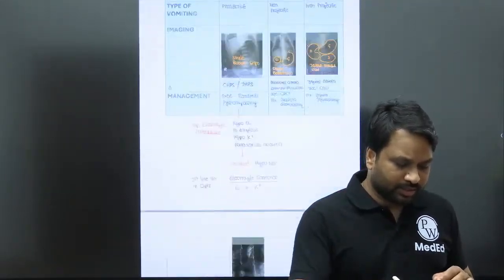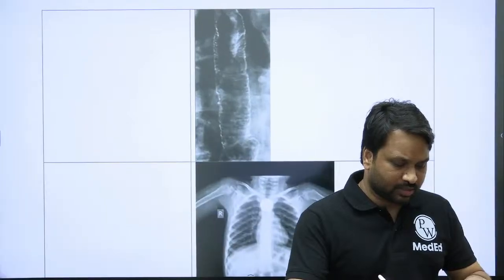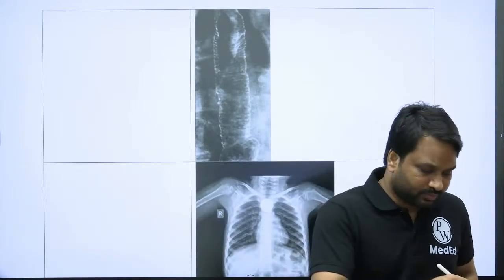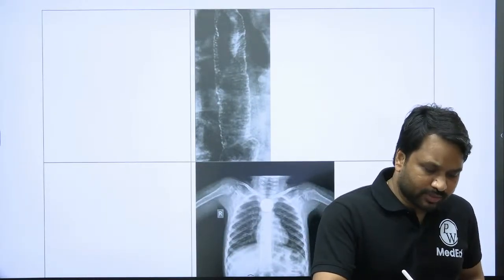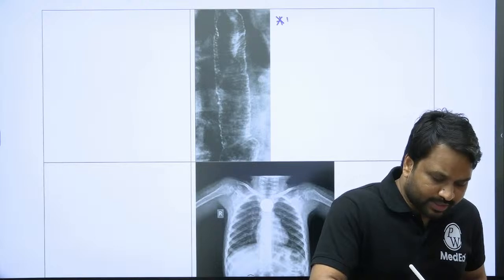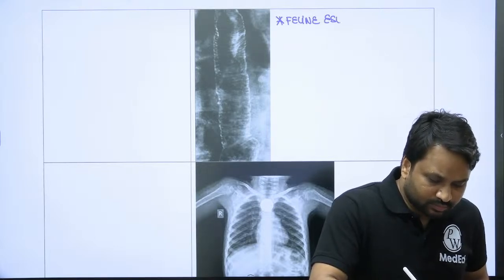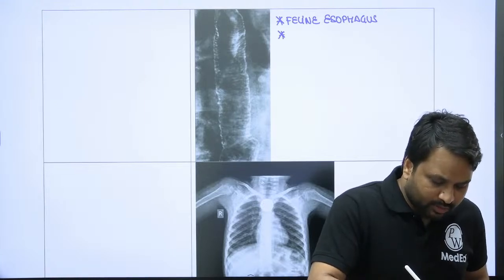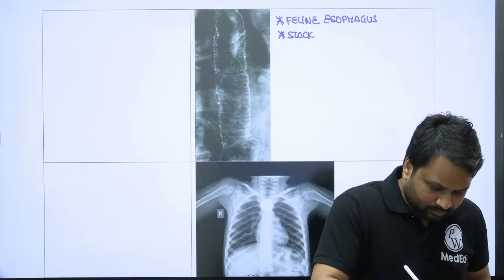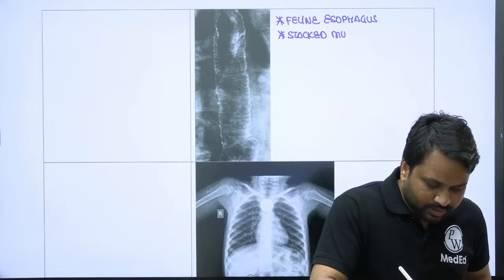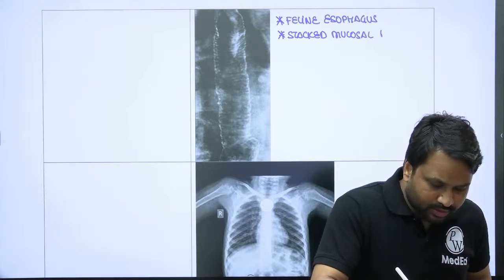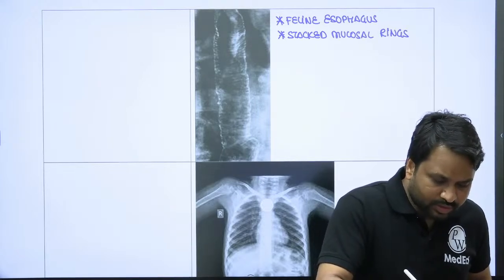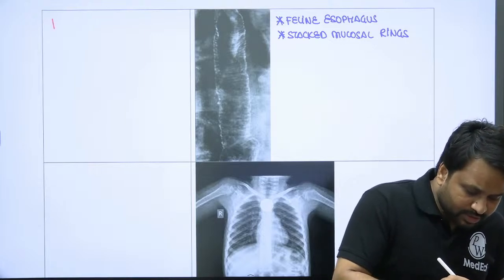So continuing on the same imaging series, what is this? Again, all these are spotters. We'll quickly run through them. This is what we call the feline esophagus, also known as stacked mucosal rings. And we all know this is seen in eosinophilic esophagitis.